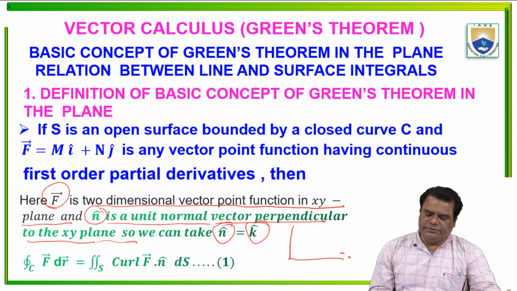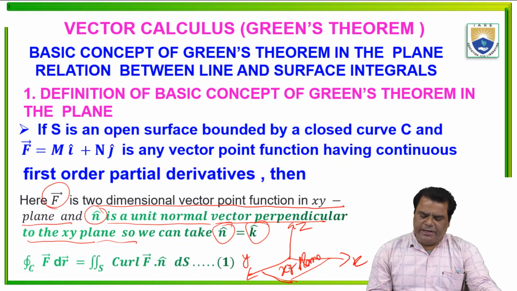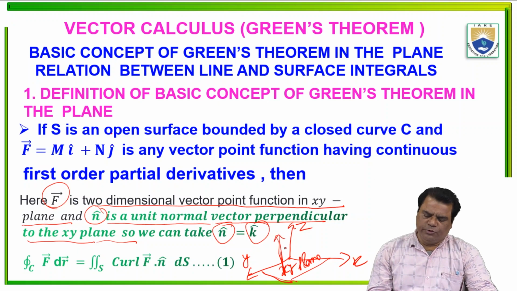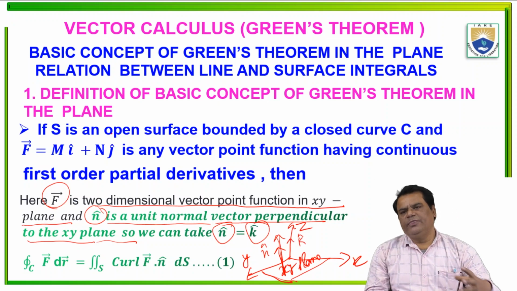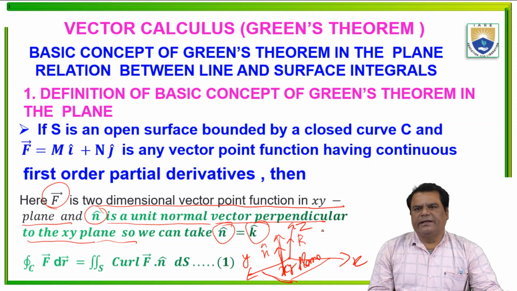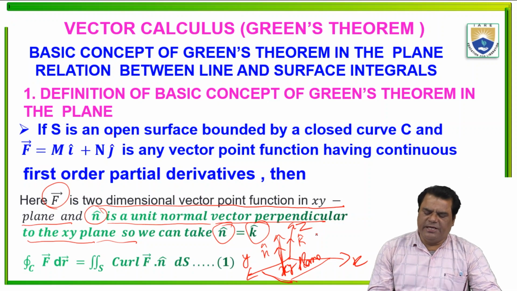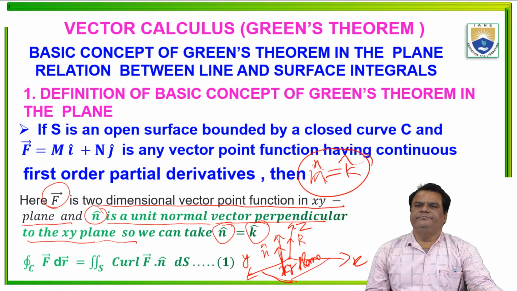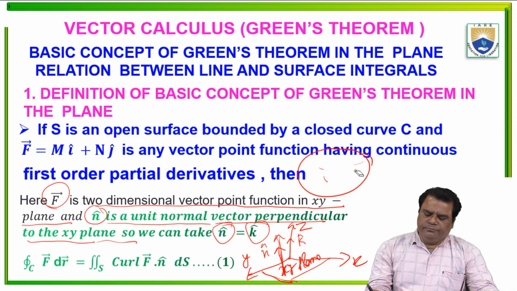Here we can define it like this. This is the x axis and this is the y axis. This is the z axis and this is the xy plane. Any vector perpendicular to this plane, like this, is perpendicular to xy and parallel to z. So this is the unit normal vector n and this is the unit normal vector k. We can say unit normal vector n and unit normal vector k are the same, the direction of both vectors is the same. So we can say n cap always equals k cap.